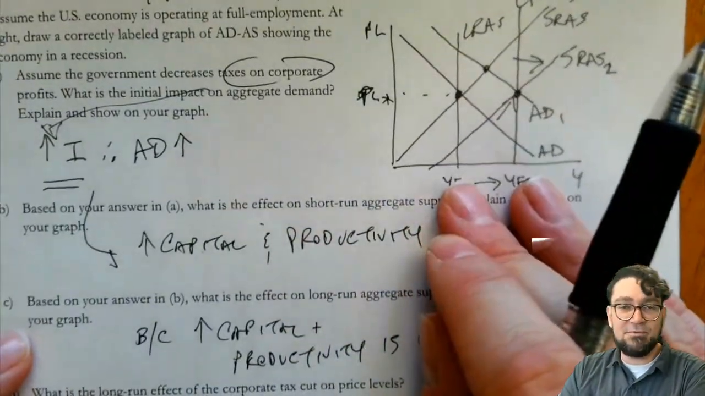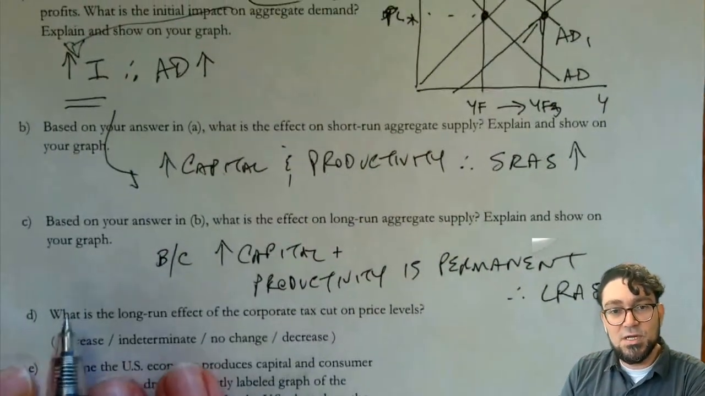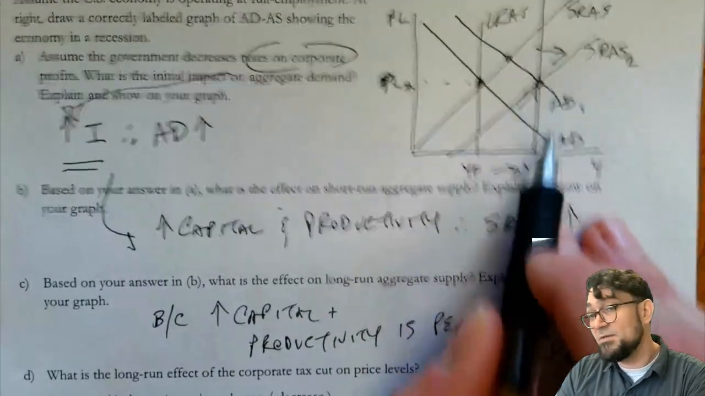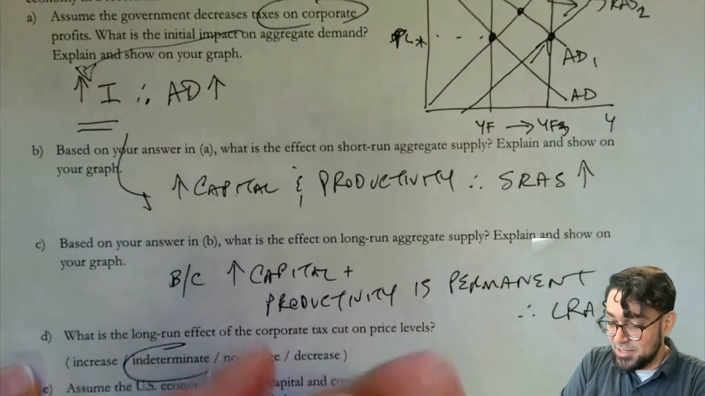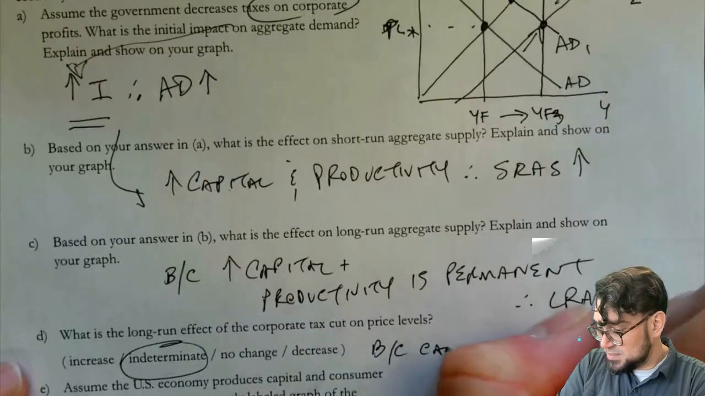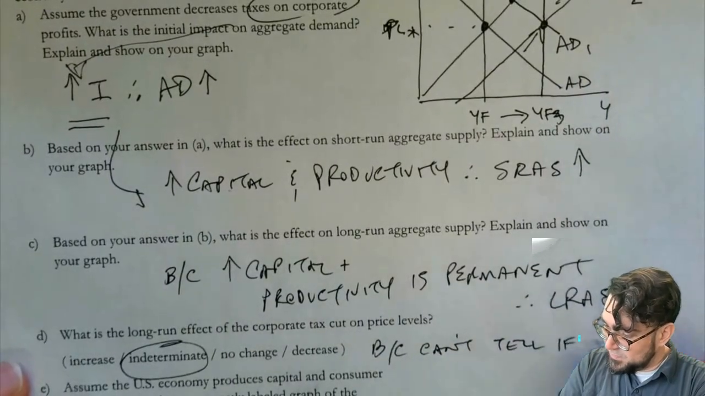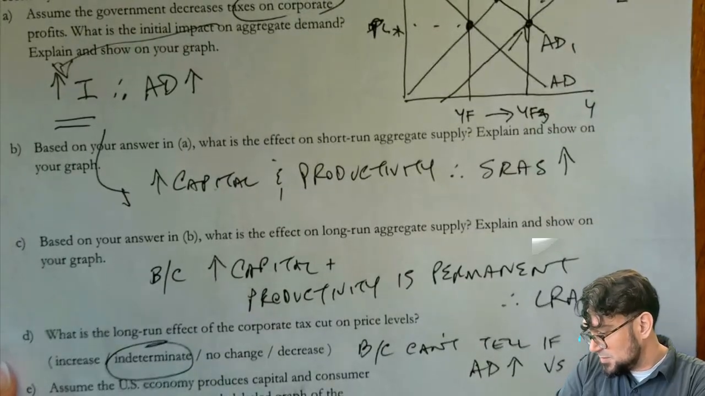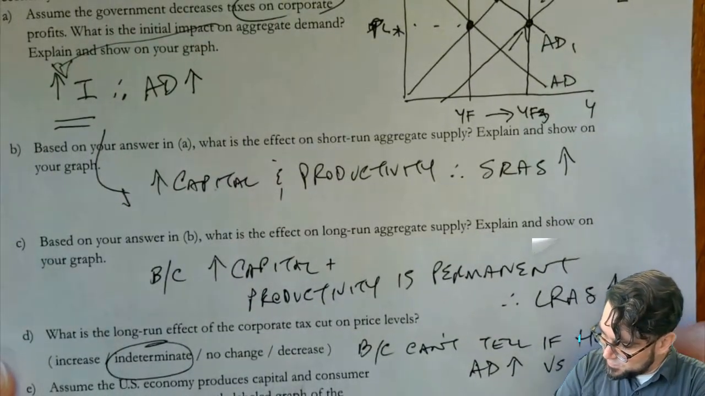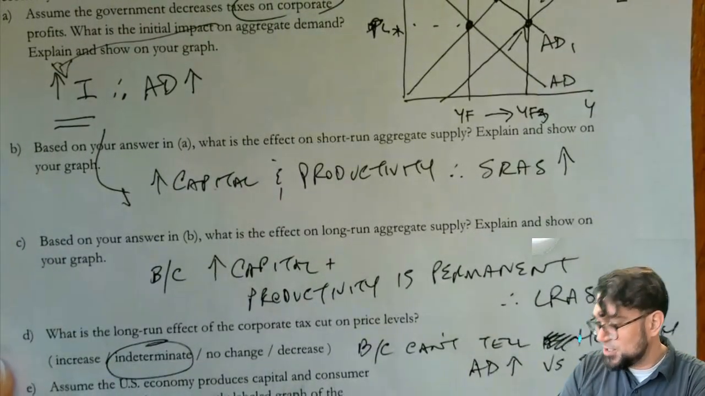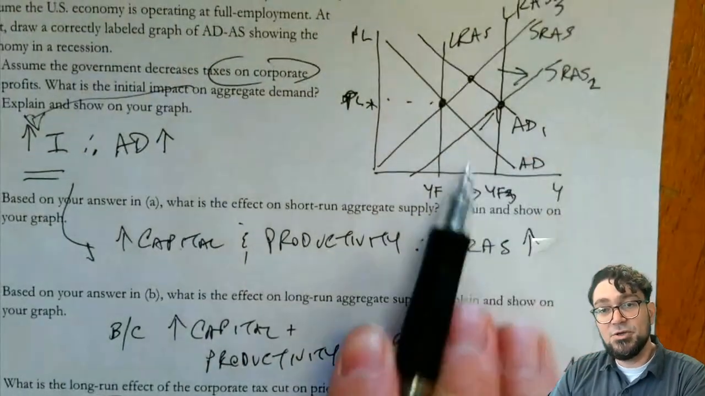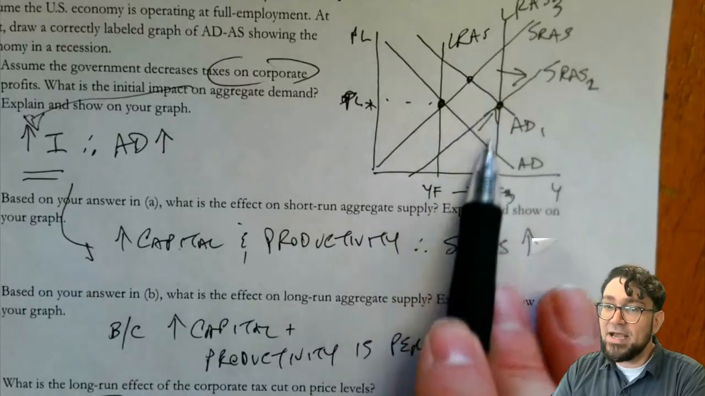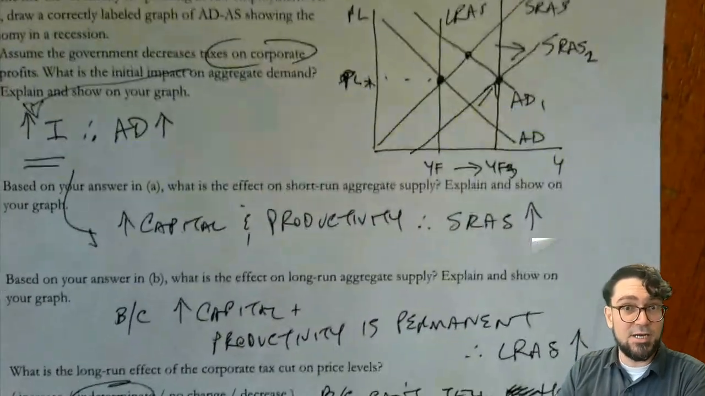Now you can see why normally we don't have you do that in an AP test, right? That's not usual. What's the long run effect though of this corporate tax cut on price levels? Well, if we don't know the magnitudes of these different shifts, we actually can't tell, right? Because you can't tell how much AD increased versus SRAS increased. So like you could see how if SRAS increased a whole lot, that new point of price would be at a lower price. If aggregate demand had increased a whole lot, then actually it would be at a higher one.